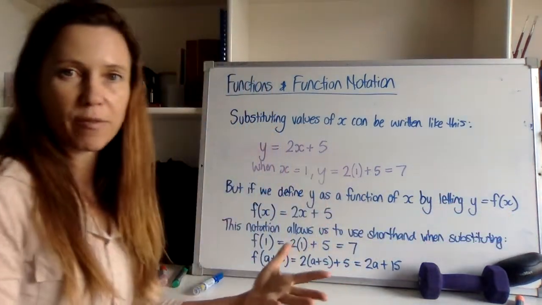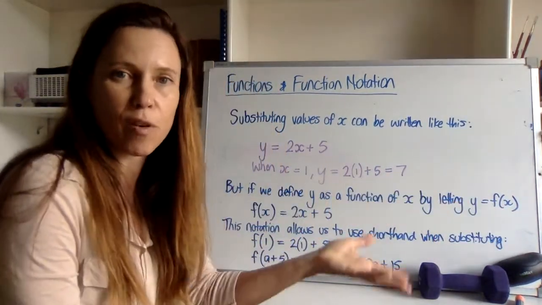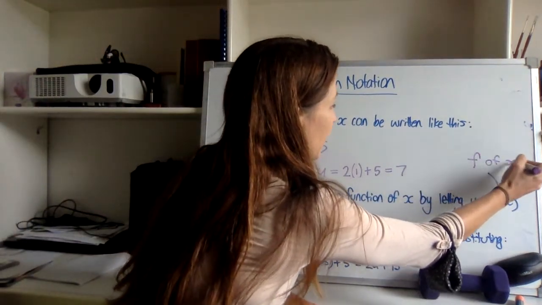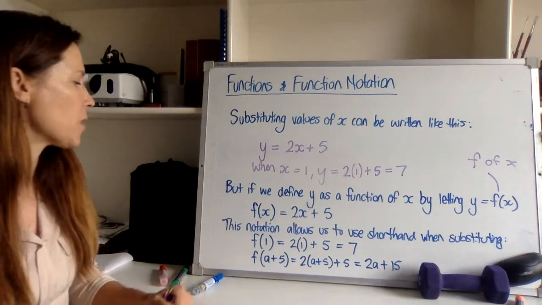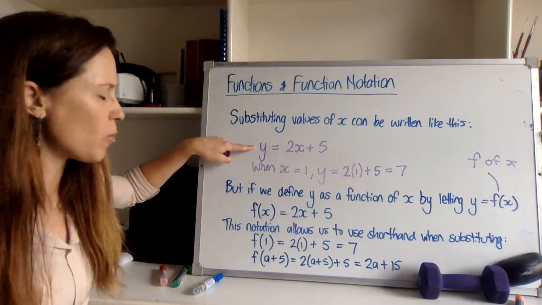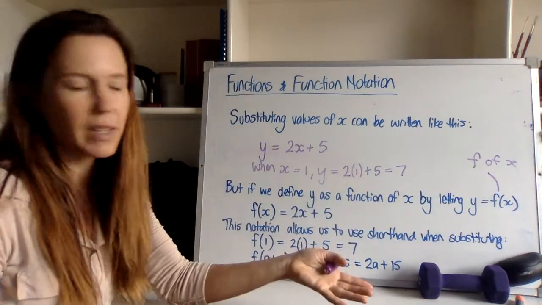Now, if we define y as a function of x by actually writing, let's let y equal f of x, and that's how we say this. We don't say f bracket x, we say f of x. Let's write that down on our notes. F of x, just so you know how it's said. Then we would just write the exact same thing as this, but instead of putting the y there, let's not use y this time, we'll use f of x.